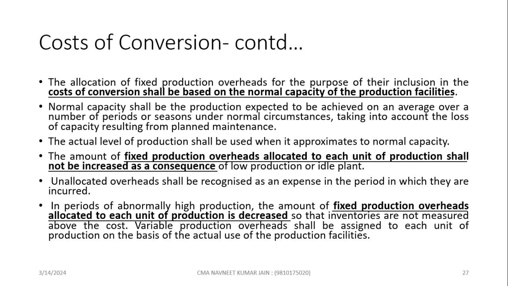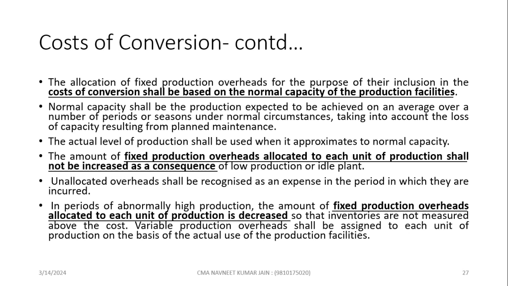The amount of fixed production overheads allocated to each unit of production shall not be increased as a consequence of low production or idle capacity of plant. Now, what do we mean by this? The fixed production overheads allocated, I'm reading it again for your convenience: the amount allocated to each unit of production shall not be increased as a consequence of low production or idle plant.